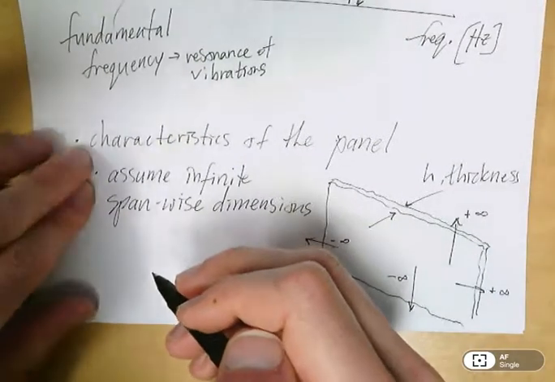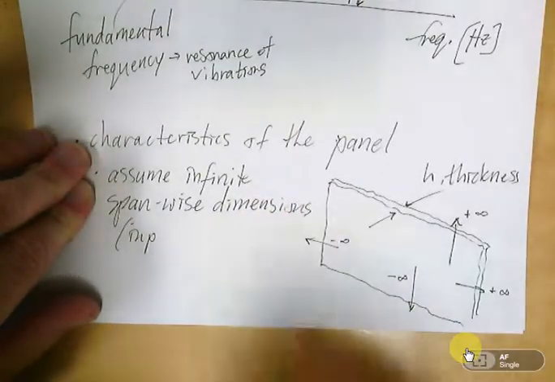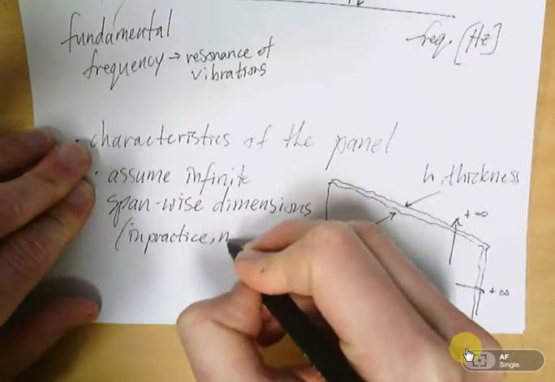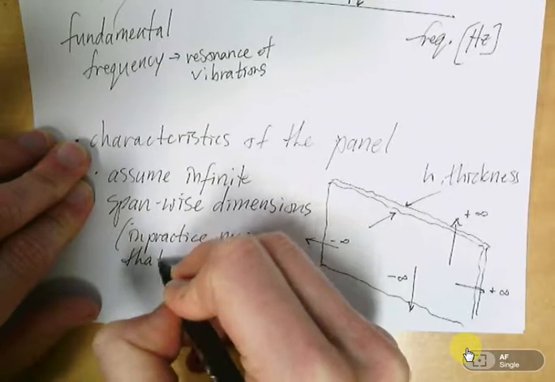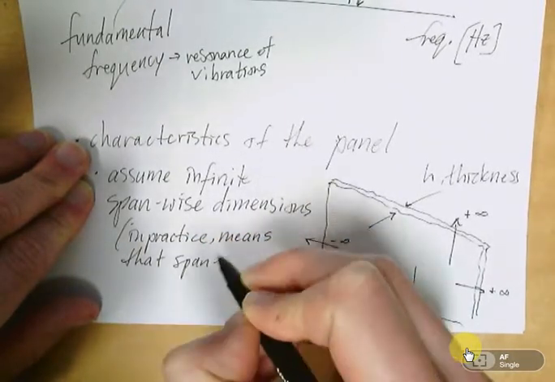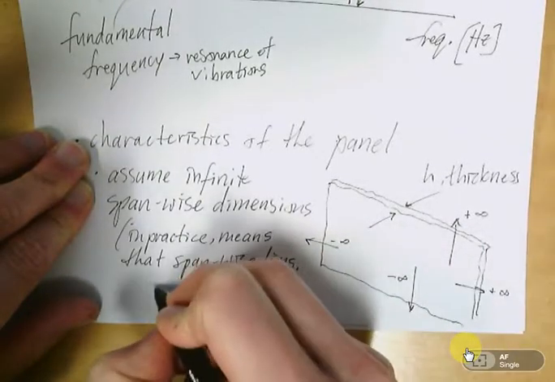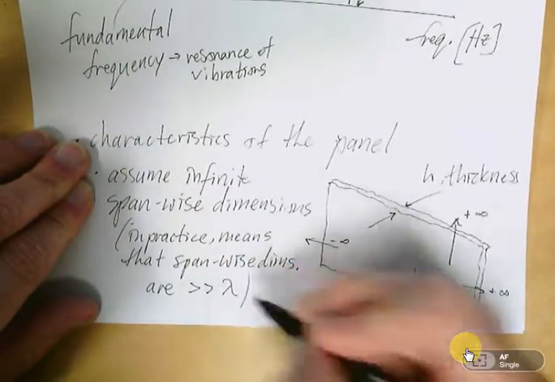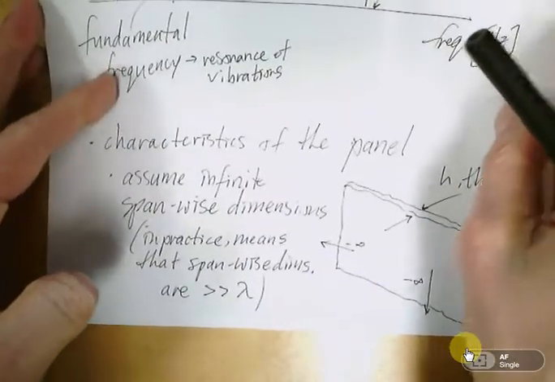So in practice, this just means the span-wise dimensions are much greater than the acoustic wavelength that we're considering in a specific problem. Okay.